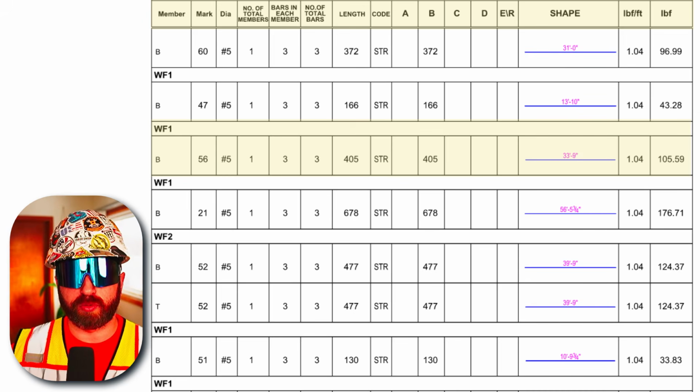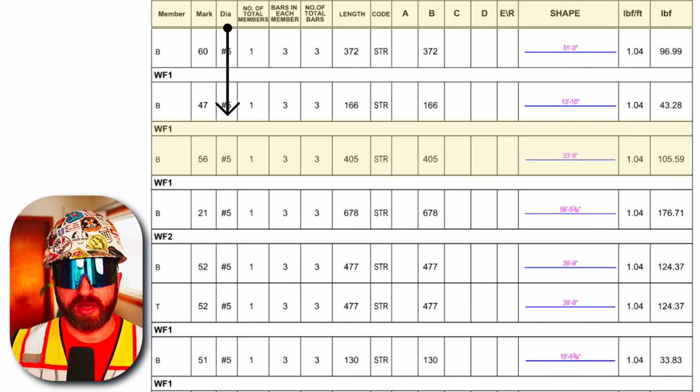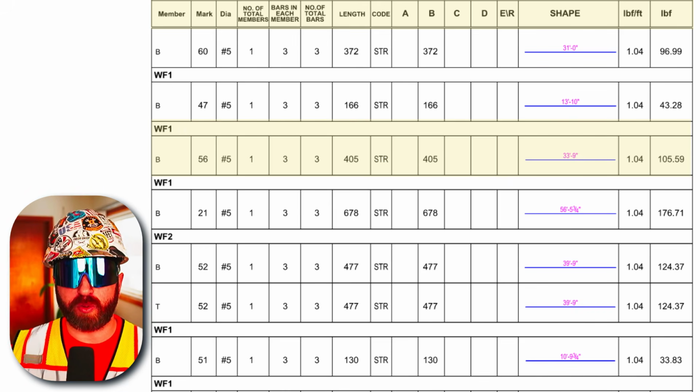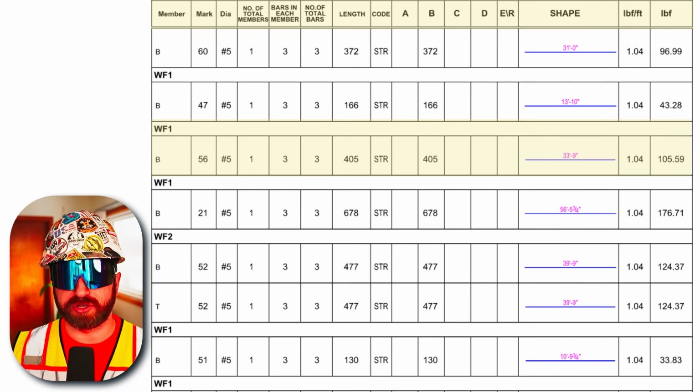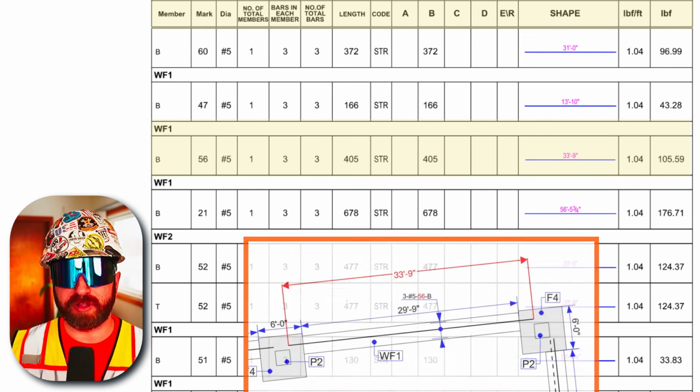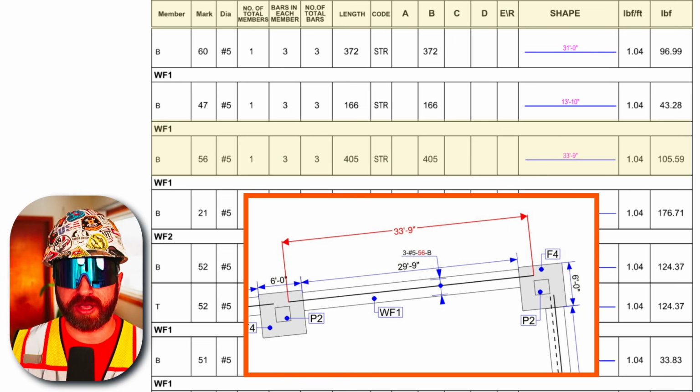So if I look at this entire row, I see that the member is B, which matches for bottom. The bar diameter is 5, and the total number of bars is 3. And then finally, the footing is WF1. So we found the right spot. Finally, if I wanted to just do a triple check, I can always measure the length of the bar and match to the drawings. So on this page, I show 33 feet 9 inches. And if I flip back to that section that we were looking at for the WF1, it matches.